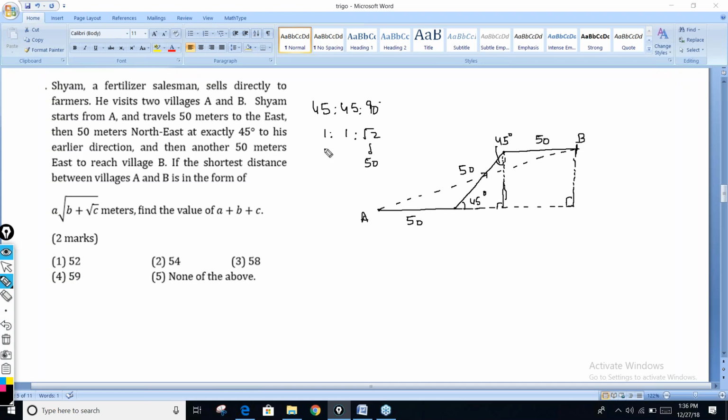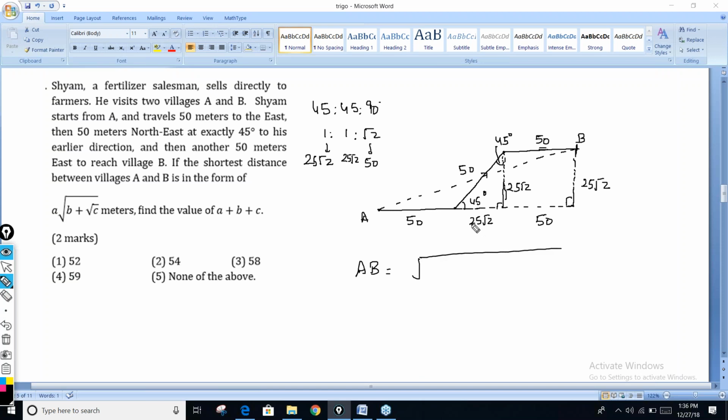If root 2 denotes 50, 1 will denote 25 root 2, and this will also denote 25 root 2. So this is 25 root 2 and this side is also 25 root 2. Both the sides are equal heights. And if this is 50, this is also 50. This becomes a rectangle. So now we have the length of this side and this side, we need to find out the length of AB. So what is the length of AB?